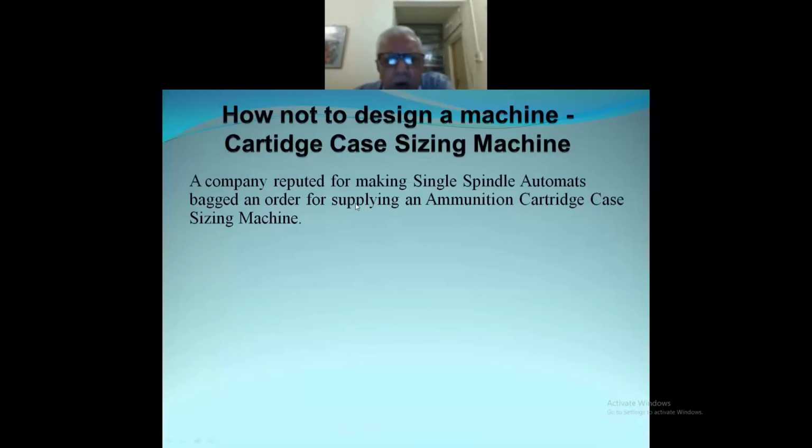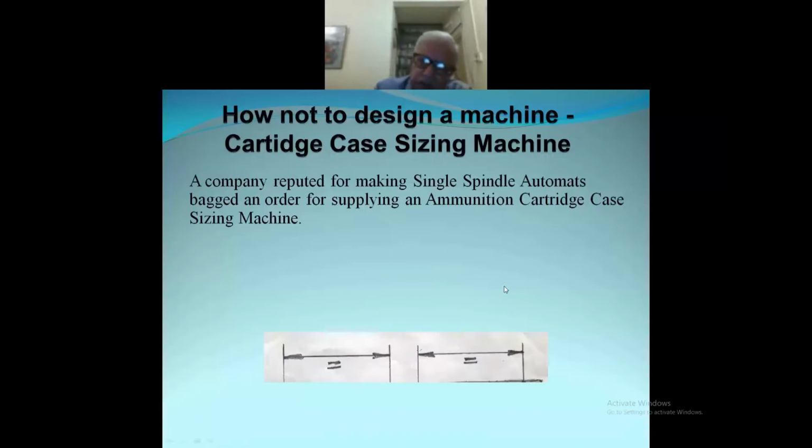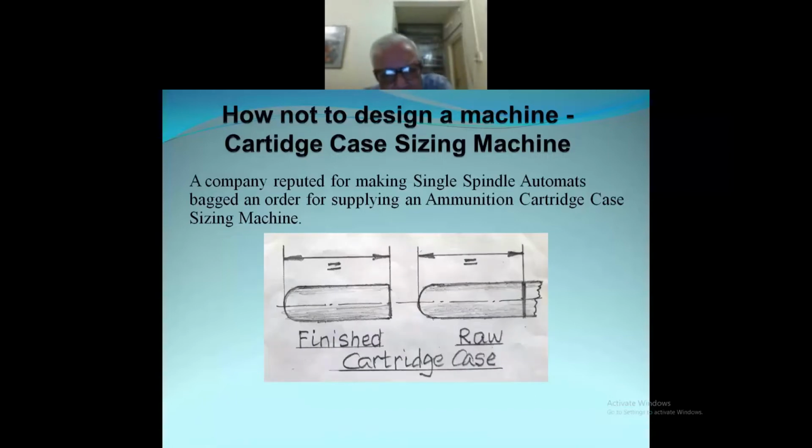A company reputed for making single spindle automats. If people know single spindle automats, they make small turned parts in the thousands. And they bagged an order for supplying an ammunition cartridge case sizing machine. A cartridge case is nothing but a hollow tube of brass with a spherical end, made by a drawing process.